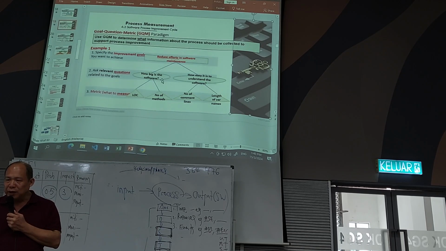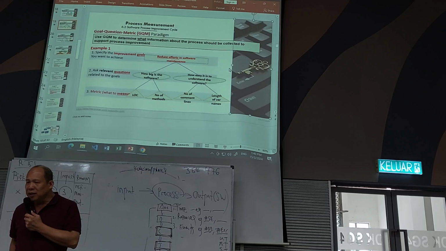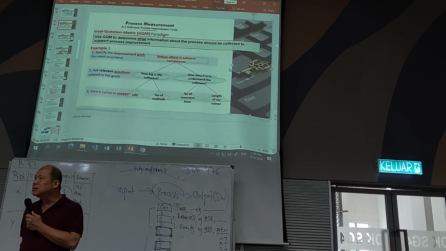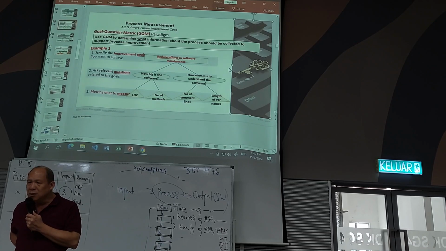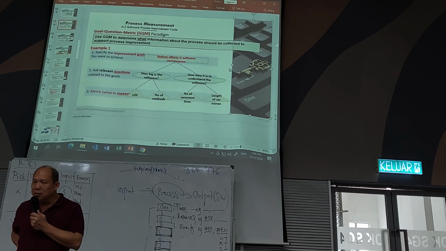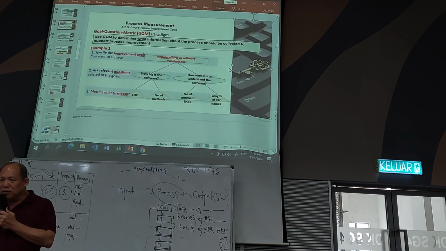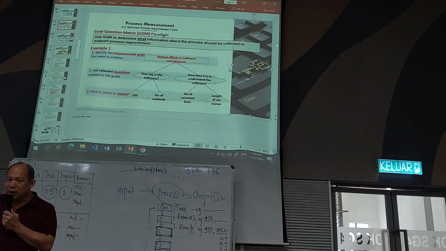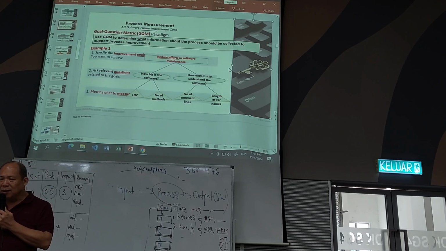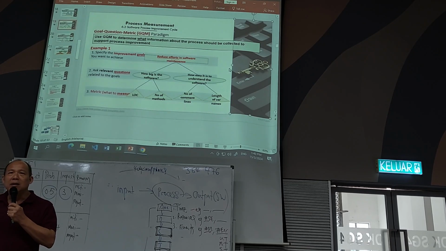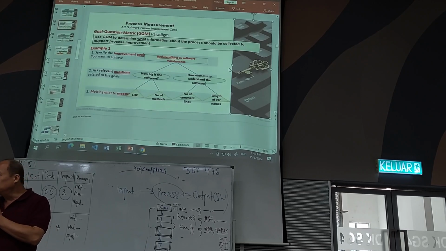So this is the goal, and these are the questions. Reduce effort in software maintenance. How big is the software? How easy is it to understand the software? Any other relevant question?